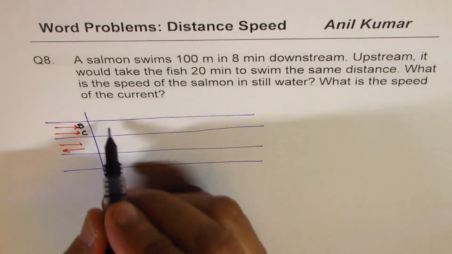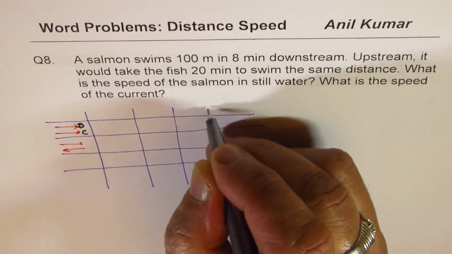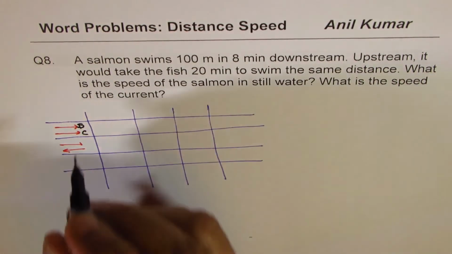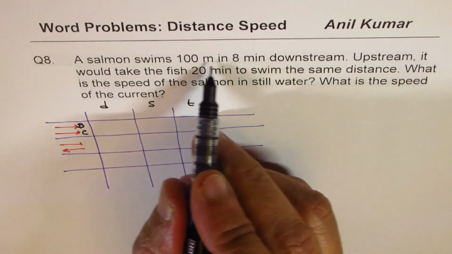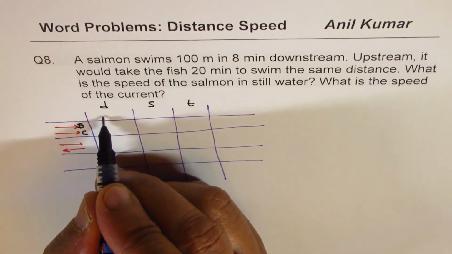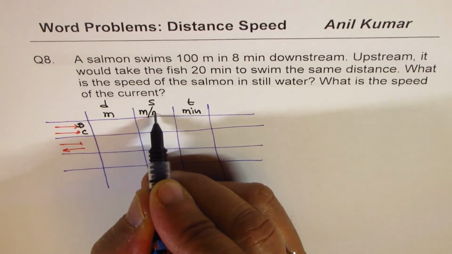Let me first make these 3 columns, speed, distance, time, and then we'll fill it up, right? So we have this as distance, speed, and time. Units, meters, and minute. So distance is in meters, time is in minutes. So speed is meters per minute.